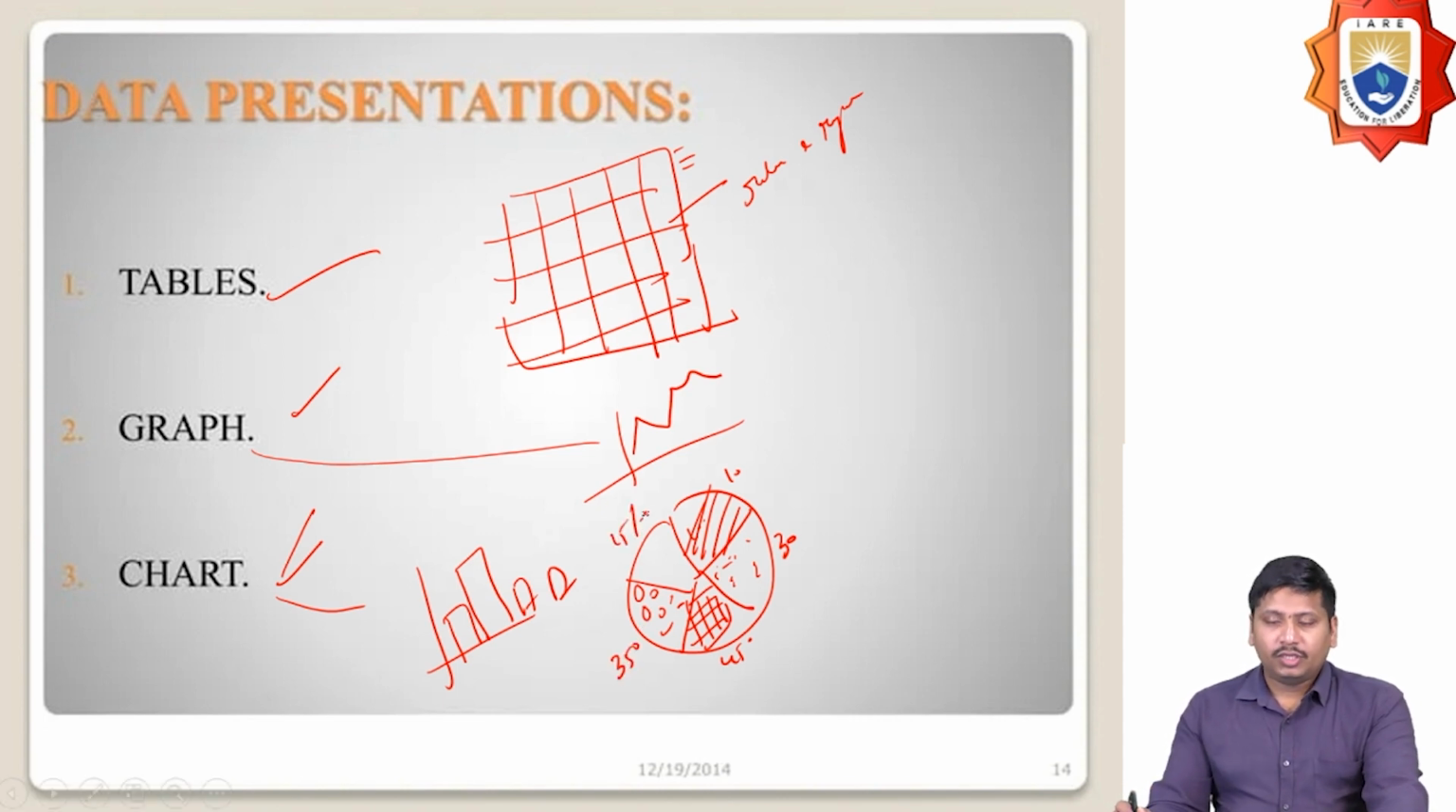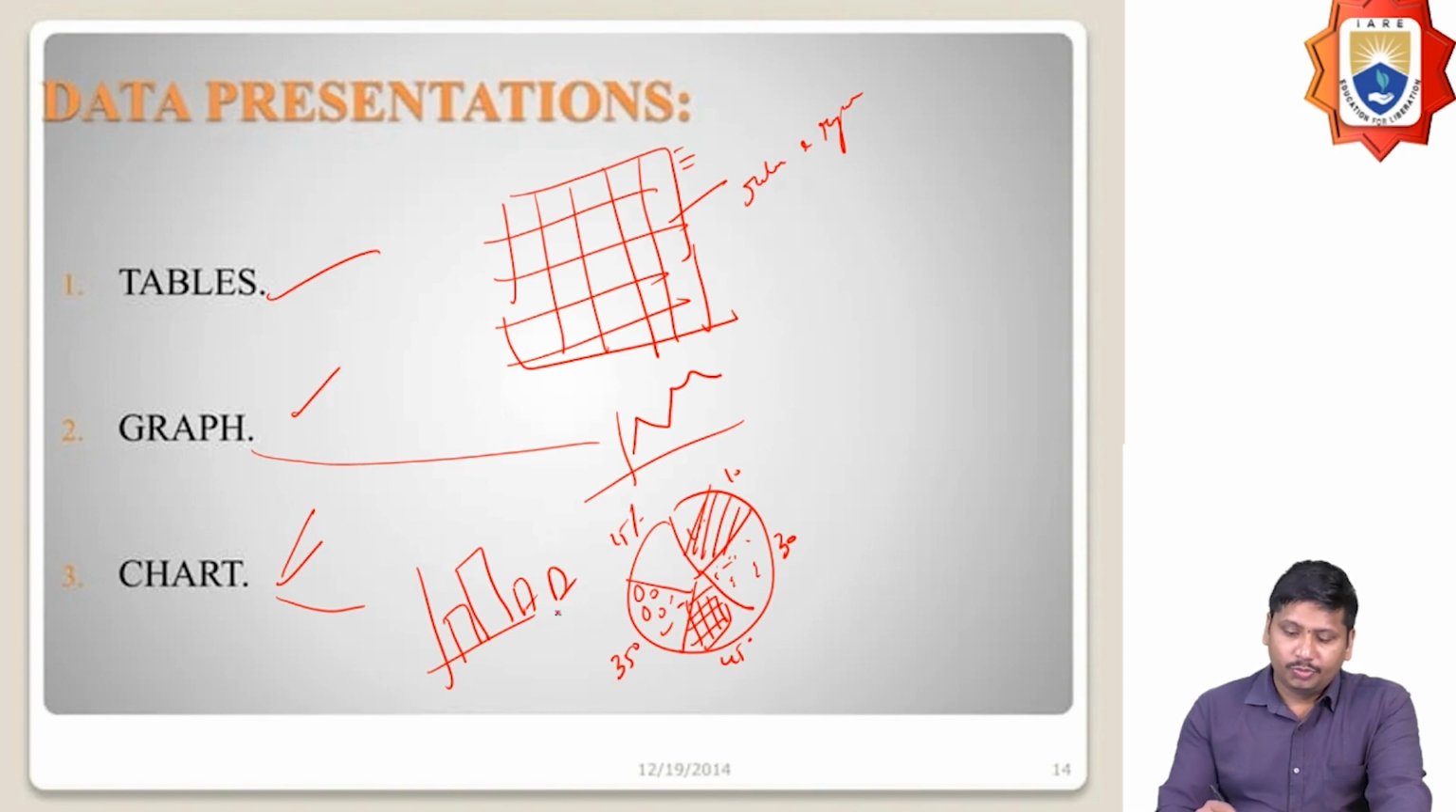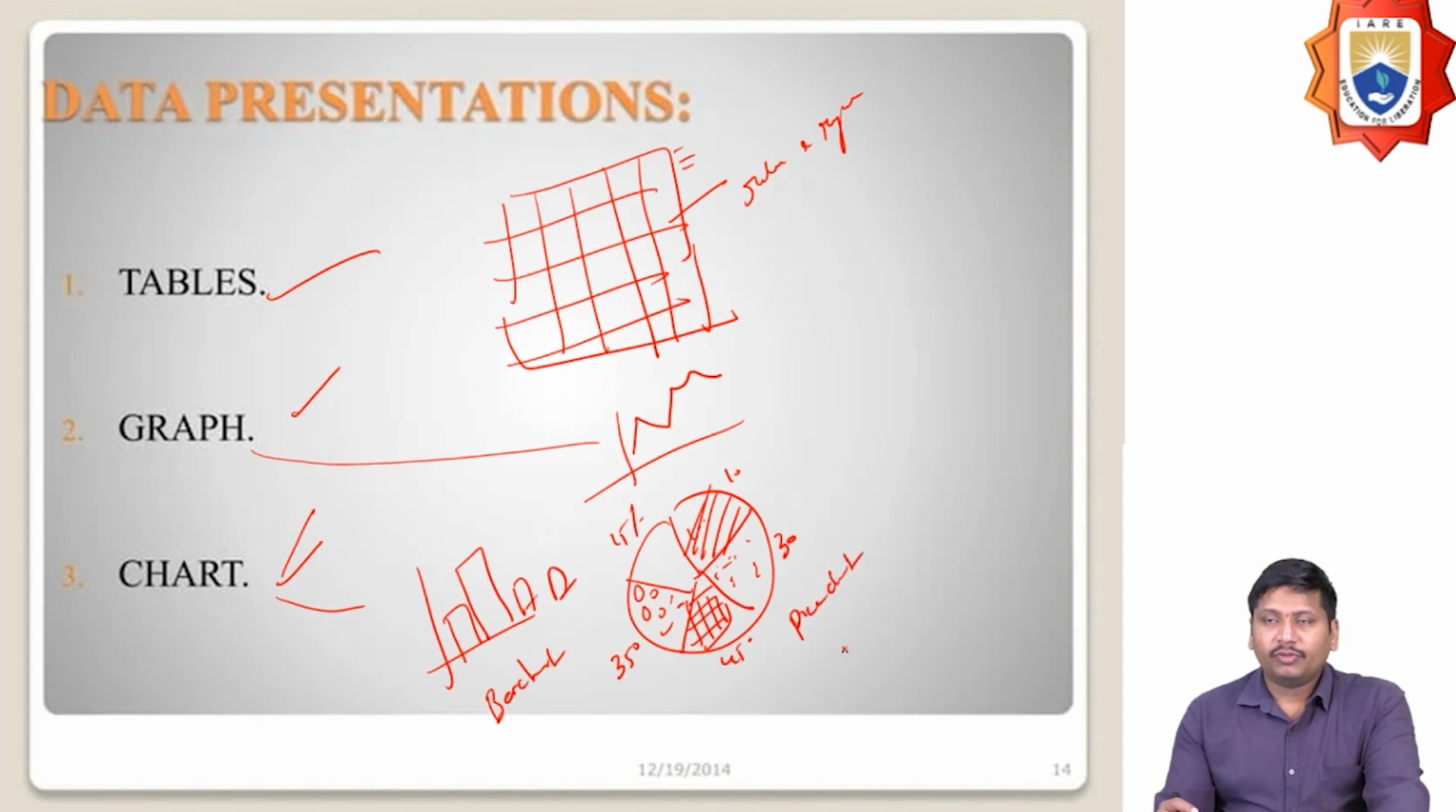So like this, I can represent the data I collected in the form of tables or line graphs or pie charts and bar charts. Again, a bar chart can be of different types, and a pie chart can also be of different types like this. So these are some of the ways of presenting.